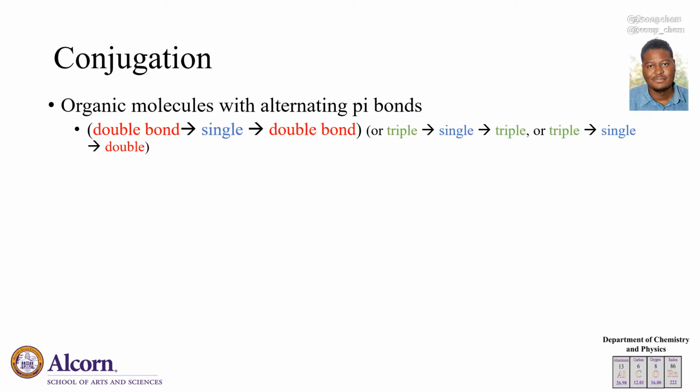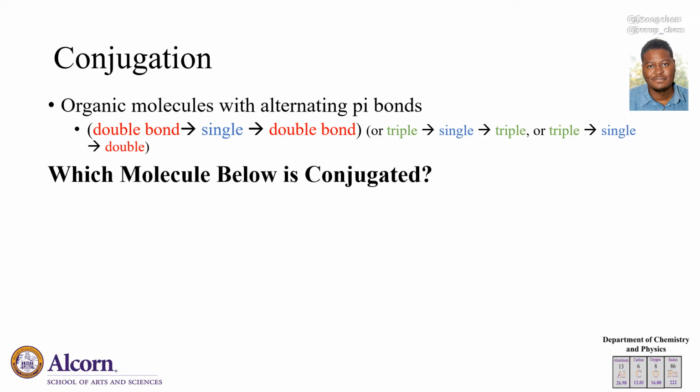So let's cover conjugation really quickly. These are organic materials with alternating pi bonds. Alternating pi bonds have to have a scenario where there's a double bond, single, double bond, or a triple, single, triple, or even a triple bond, single, double bond type of scenario. Alternating has to afford a single bond in between those two pi bonds.